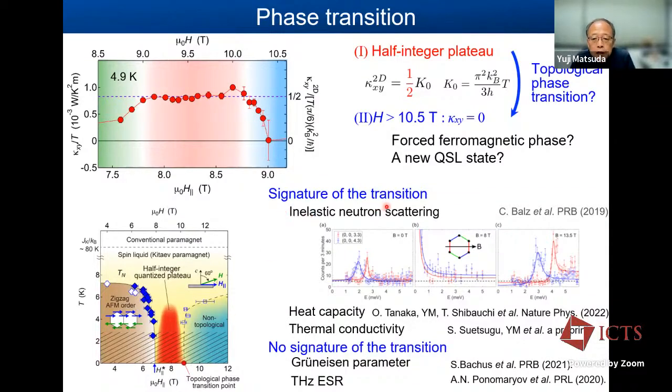The signature of the transition has been reported by ESR and neutron scattering. But actually, in this field region, where we observe the half-integer quantum thermal Hall effect, there was a magnetic continuum. And a recent measurement of the angular variation of the heat capacity within the AB plane shows that symmetry breaking occurs at some field here. And recently, we observed a very tiny but very sharp jump of the thermal conductivity at the magnetic field in these regions. However, no signature of such a transition has been suggested by the Grüneisen parameter and terahertz ESR. Therefore, the presence of this transition is still controversial.